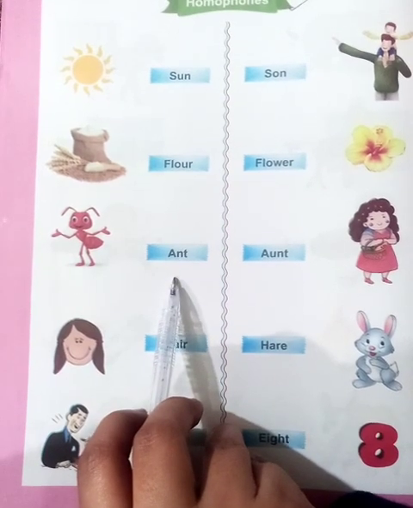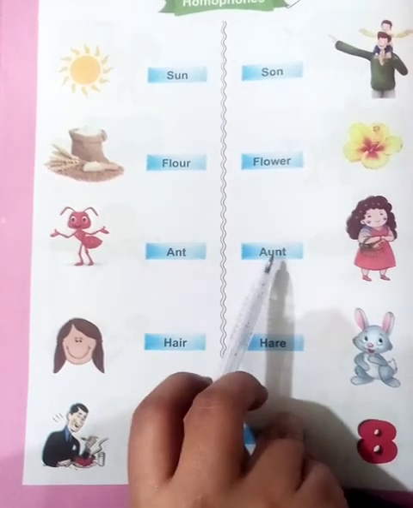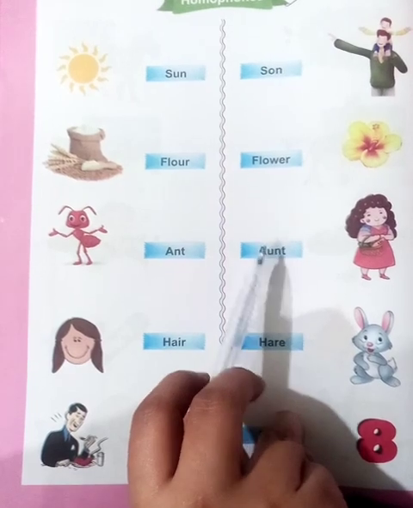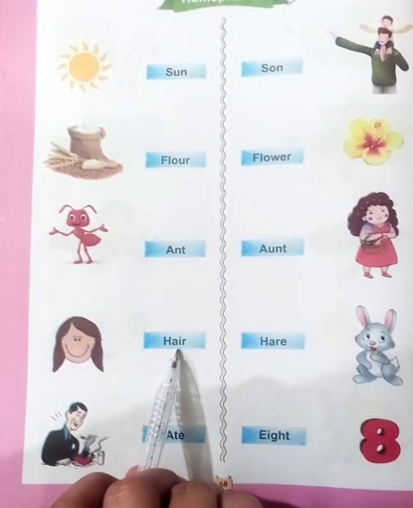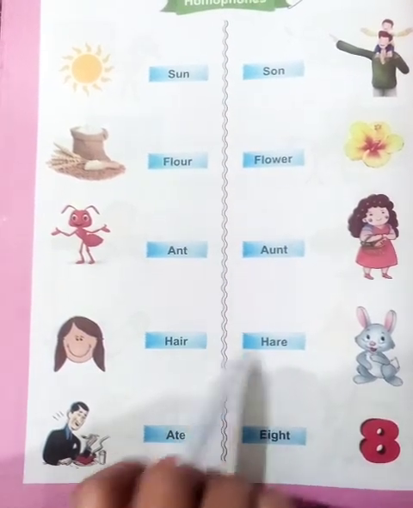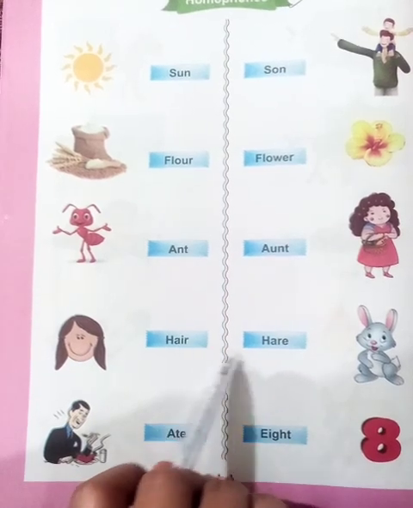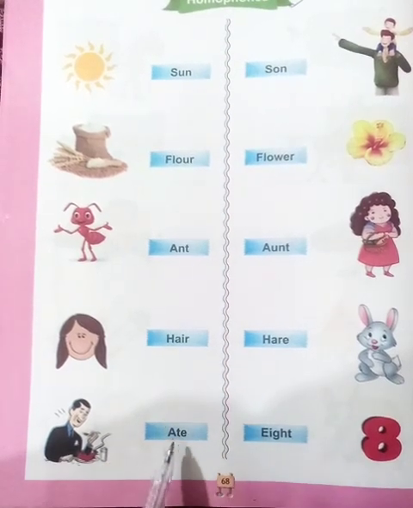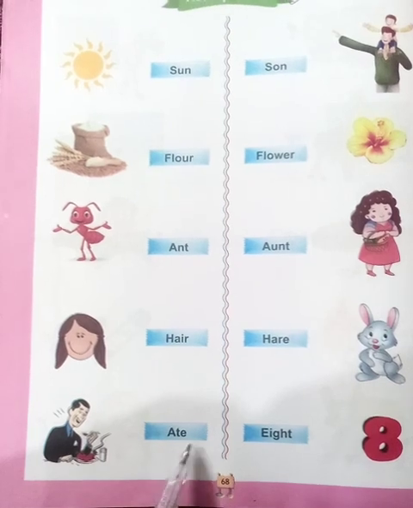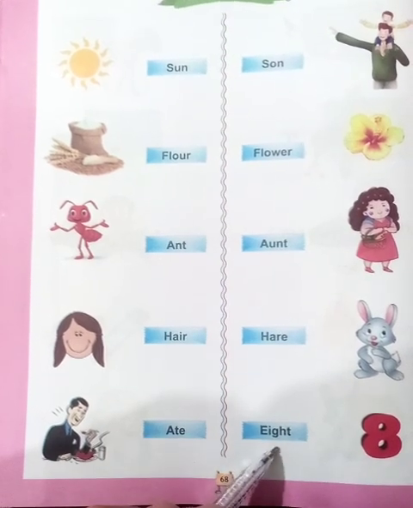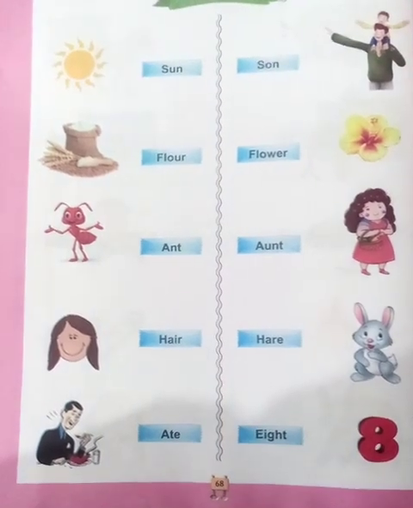Aunt. This is also aunt. Eight, and this is also eight.